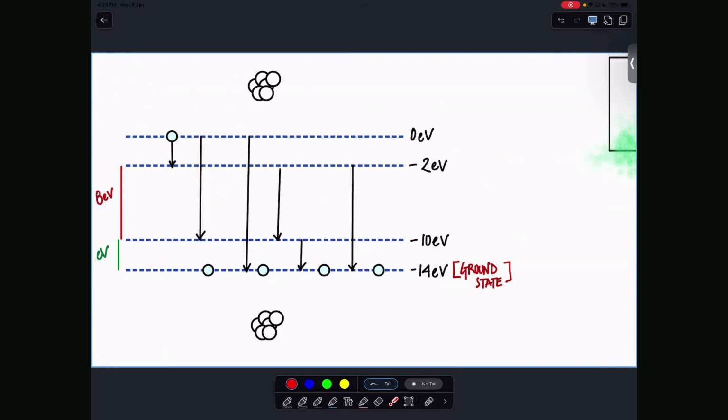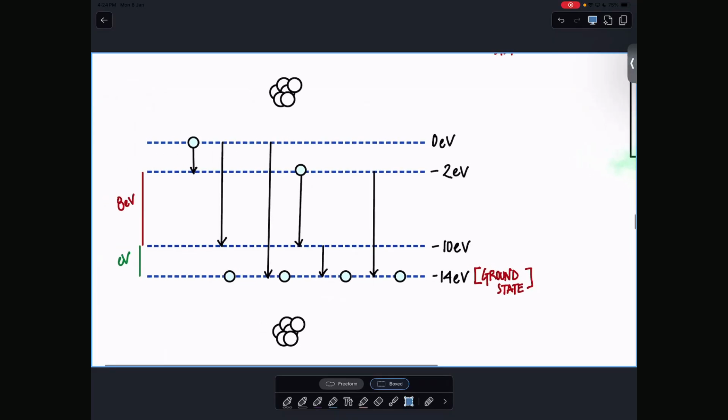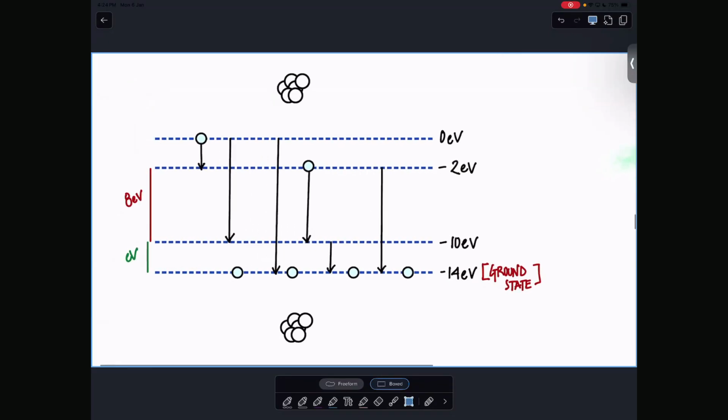So, excuse me, I have a question for you, okay? Can you tell me which transition here might produce a red light? Which transition here will produce a red light? From where to where do you think red light is possible? -2 to -10. -10 to -14. Possible, but any other way?